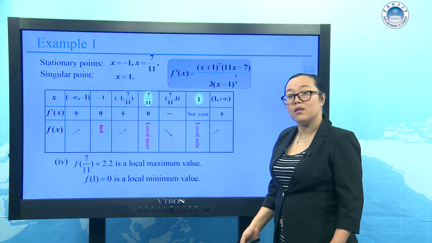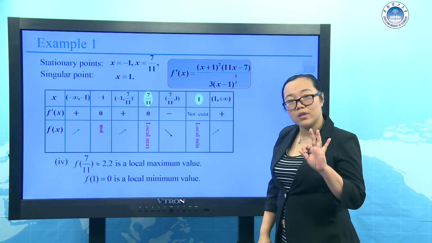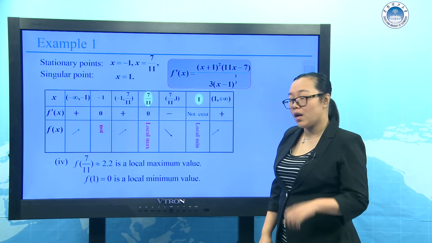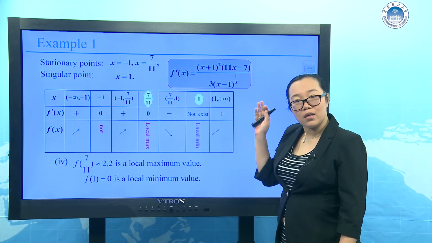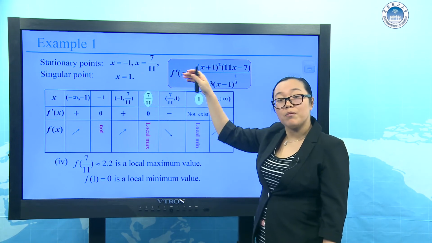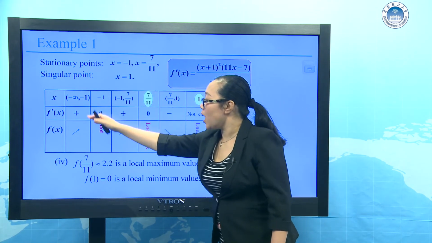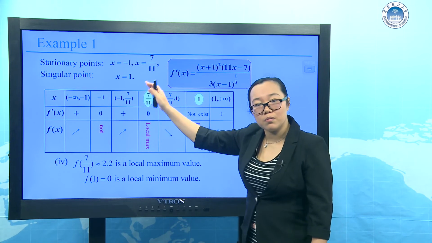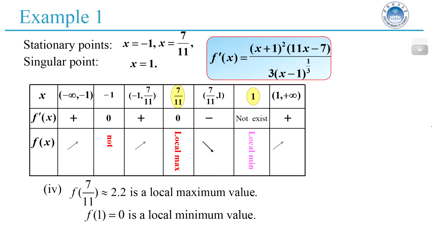Try to understand the example. There are four steps. The first step, get f prime. Second step, get the special points. Step 3, make up the table. Consider the special points. Step 4, we determine whether the point is a local maximum or minimum point.